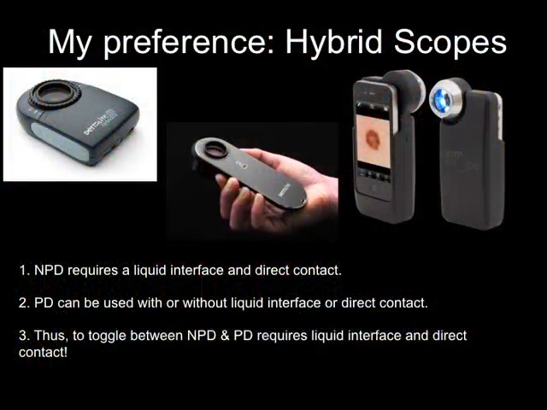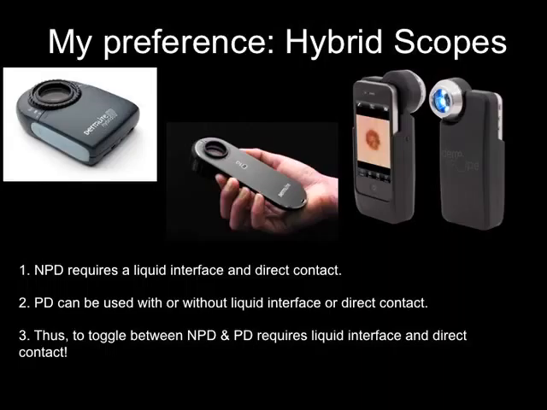But once you have identified a lesion under polarized, to weed out the seborrheic keratoses, for example, you would need to look at standard dermoscopy. Because of that, my preference is using a hybrid scope, where you have the ability to look at the lesion and then toggle with one button between polarized and non-polarized light.